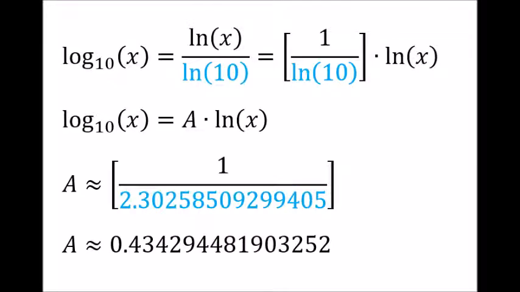Back to our change of base now. To find the base 10 logarithm, we can divide the natural log of a number by the natural log of 10, which we just computed. Sometimes multiplication is easier than division, so I've rewritten the expression as some constant a times the natural log of x. A is 1 over the natural log of 10, so a equals 0.434 approximately. This is a very useful number, and we will use it in upcoming lessons. So don't forget where it comes from.